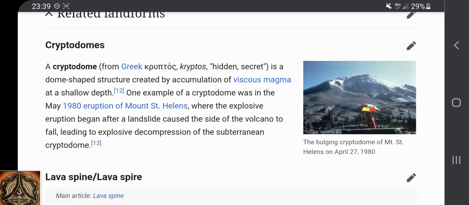Donnersberg in Germany is a cryptodome, according to Wikipedia. It is a dome-shaped structure created by accumulation of viscous magma at a shallow depth. Hence, rhyolitic magma, probably. One example of a cryptodome was in the May 1980 eruption of Mount St. Helens, where the explosive eruption began after a landslide caused the side of the volcano to fall, leading to explosive decompression of the subterranean cryptodome.